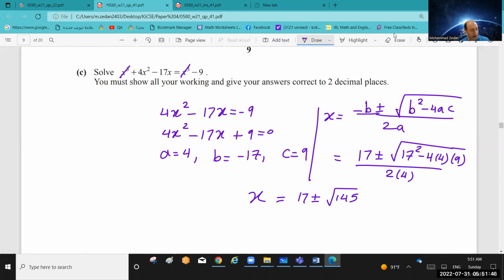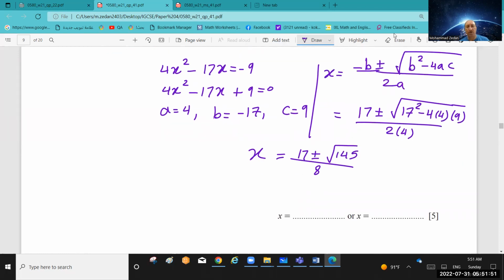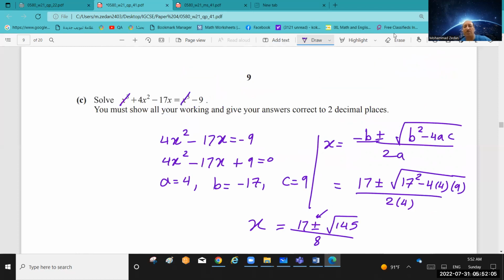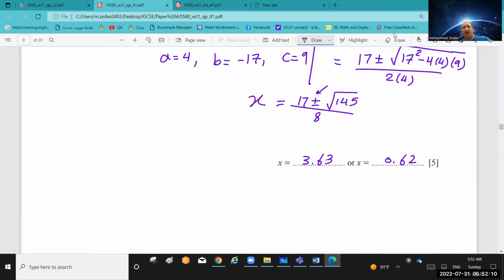145 over 8. And in the calculator, you just input 2 steps, one time with plus and the other time with minus, and you'll get 2 answers: 3.63 for 3 significant figures and 0.62 for 2 decimal places. So this is the answer corrected to 2 decimal places.